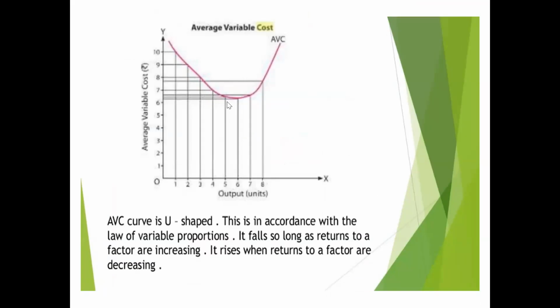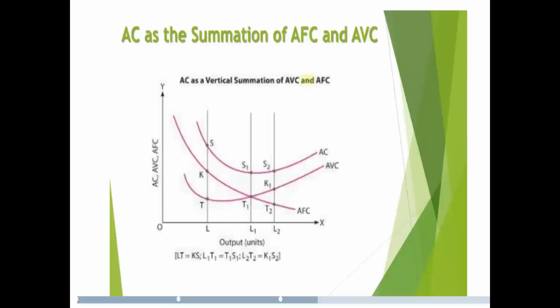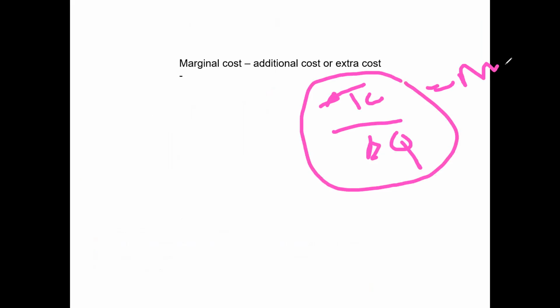It gradually declines, comes to the minimum point, and then again tends to increase, right? That means it already takes a U shape. So if we consider marginal cost, the additional cost, I already explained what is meant by marginal cost. If we write down the calculation equation, delta TC divided by delta Q equals marginal cost. I already explained that.